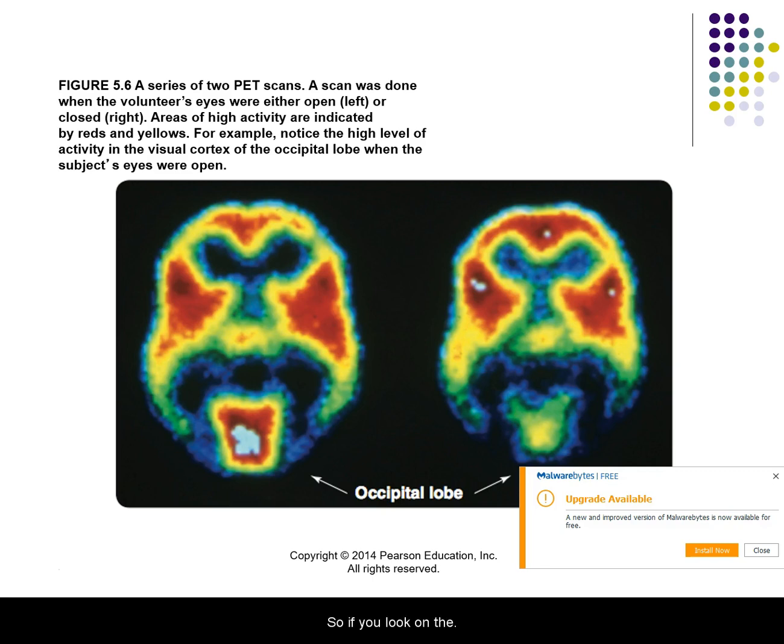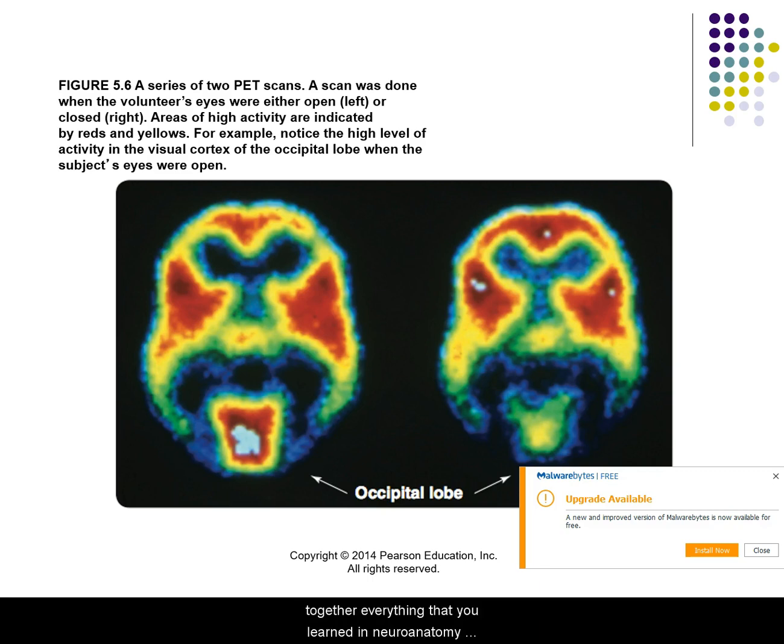So if you look on the left side, it says when the volunteer's eyes were either open on the left or closed on the right. Areas of high activity are indicated by reds and yellows. So remember, we're now going to be fitting all this stuff together.